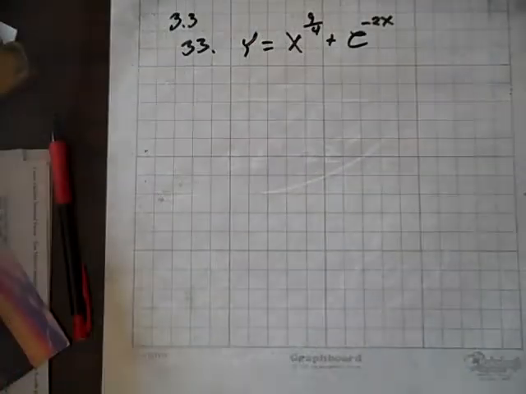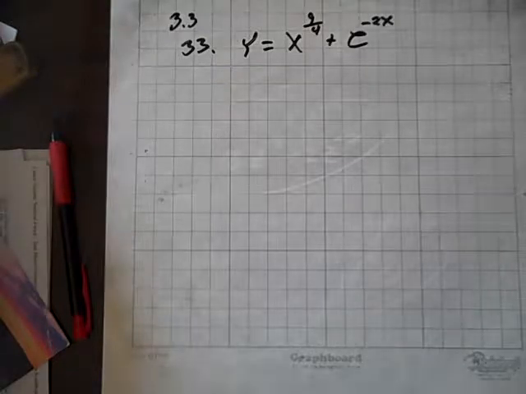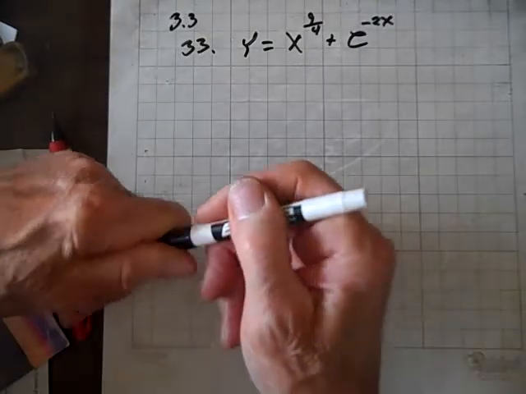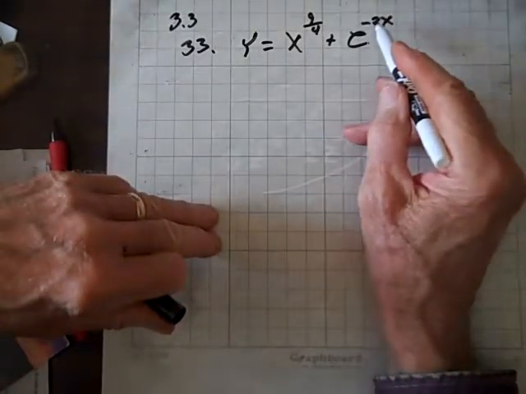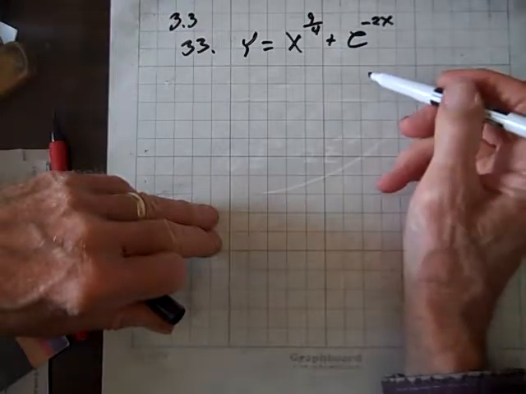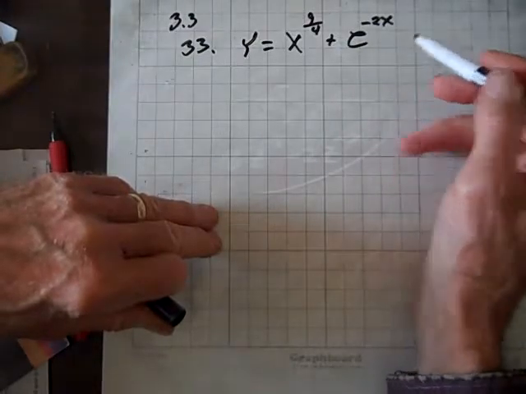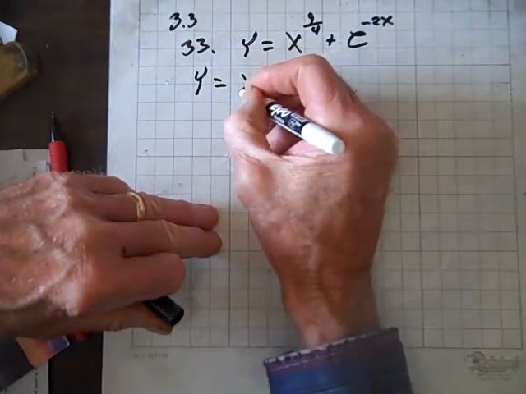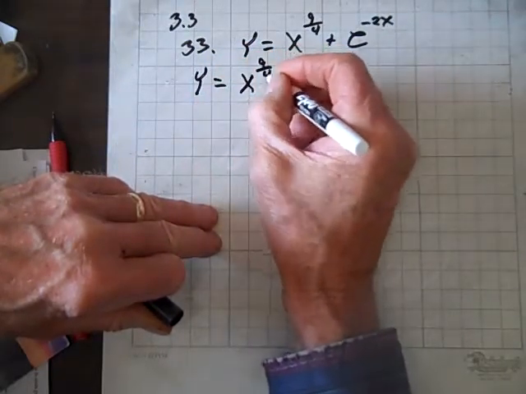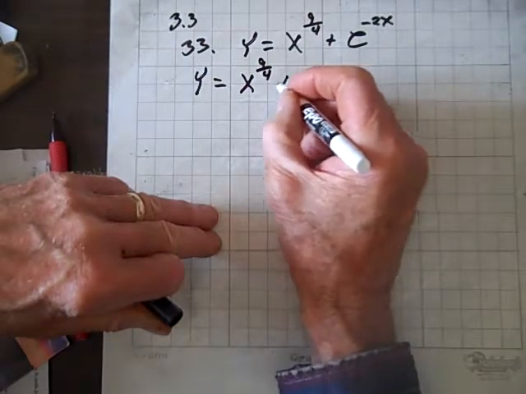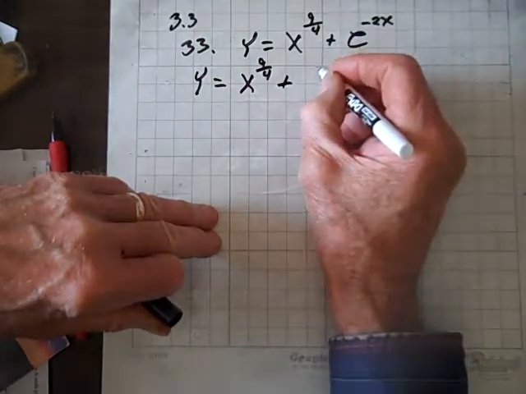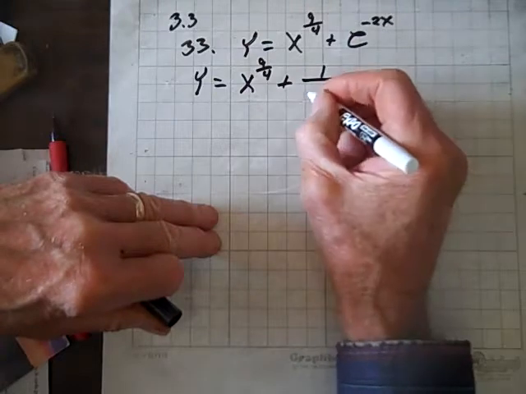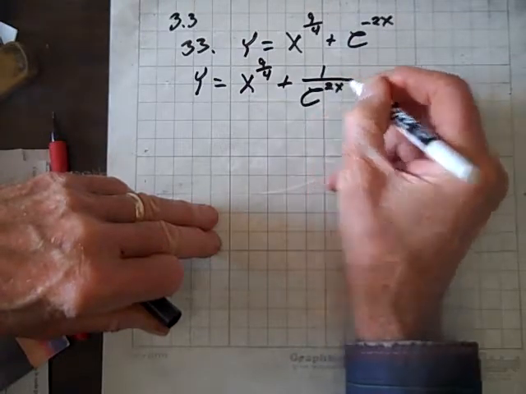Well, now we're going to do question 33. And we have to find the derivative of this. But first, we have to rewrite this term in a manner in which we can deal with it. So that's y equals x to the 9 over 4 plus 1 over e to the 2x.